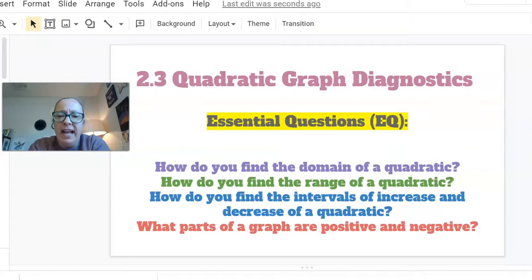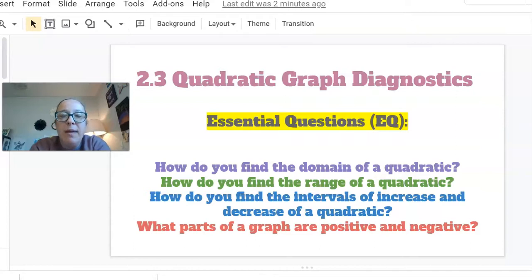How do you find the domain? How do you find the range? How do you find intervals of increase and decrease? What about positive and negative? All of these essential questions are going to be answered in this video, and all of the answers have to be in interval notation. So I hope you took section 2.2 seriously.